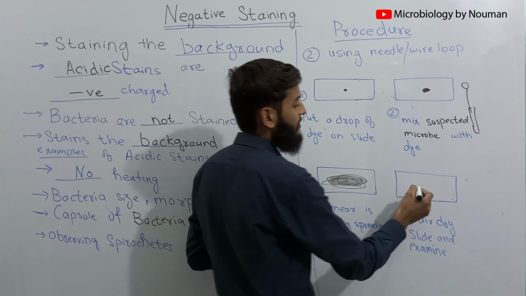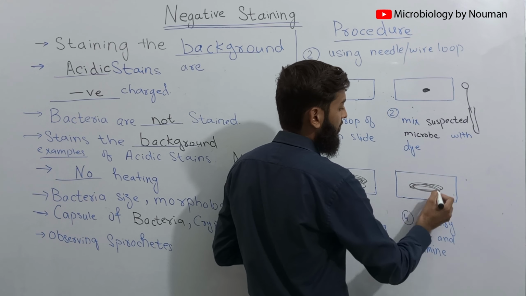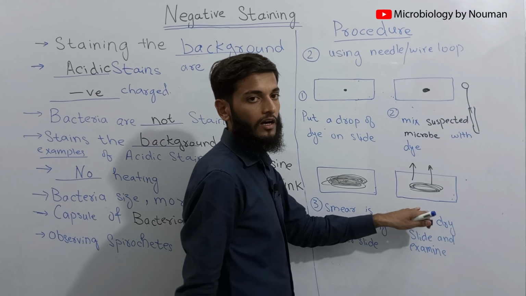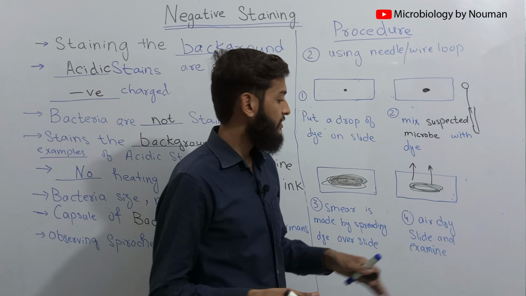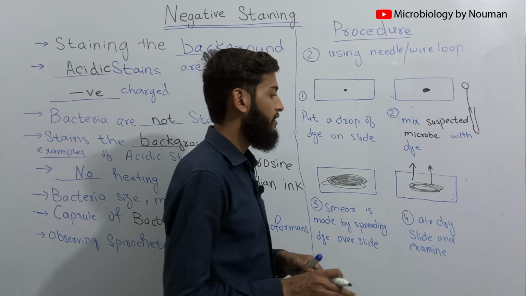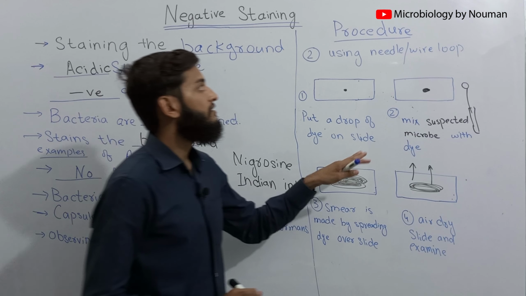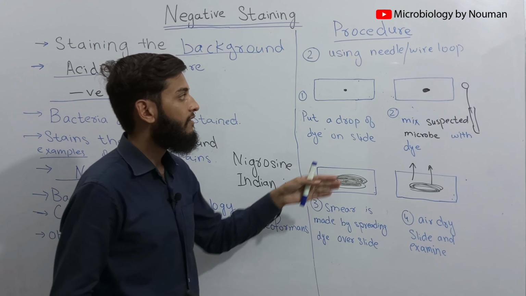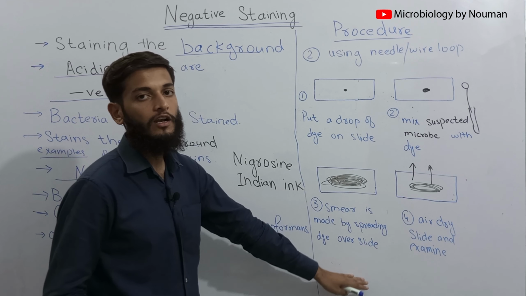Then we will let this smear air dry so the water will evaporate, and after air drying the slide, we can see it under the microscope. This was the procedure for performing negative staining using an inoculating needle or wire loop.